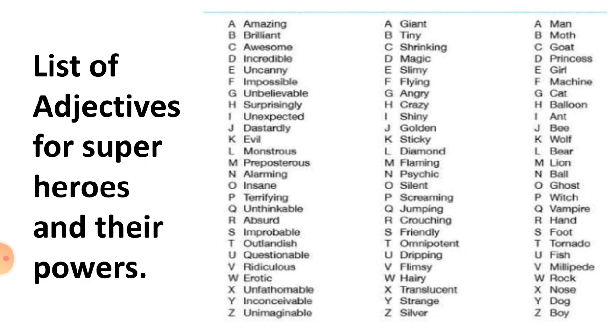List of adjectives for superheroes and their powers. So you can see here it's amazing, impossible, outlandish. It's friendly, it's silent, psychic, flaming. And then there is diamond, sticky, golden. So instead of the ruby being the wishing stone, the diamond could be the wishing stone. Or instead of a wishing stone, it could be a witch's stone. Do you see a witch here, with the alphabet P? It says witch, ghost, vampire. So you can turn the story into a horror story as well, and go for a ghost, witch, vampire, or a Bigfoot, something like that.